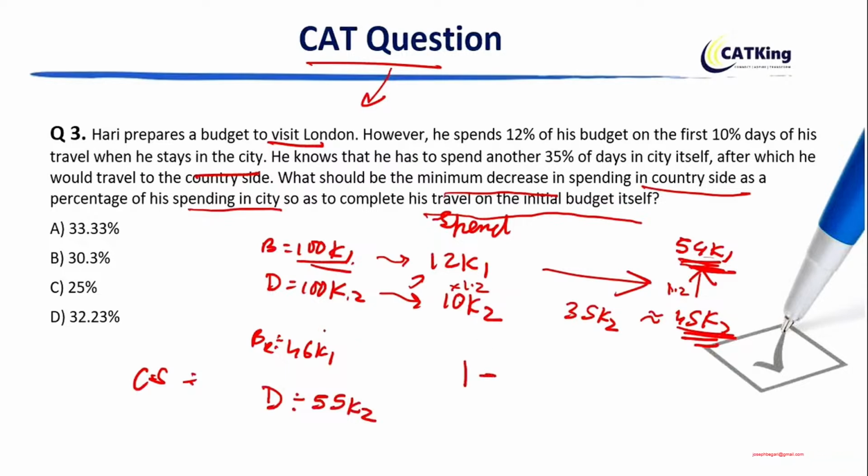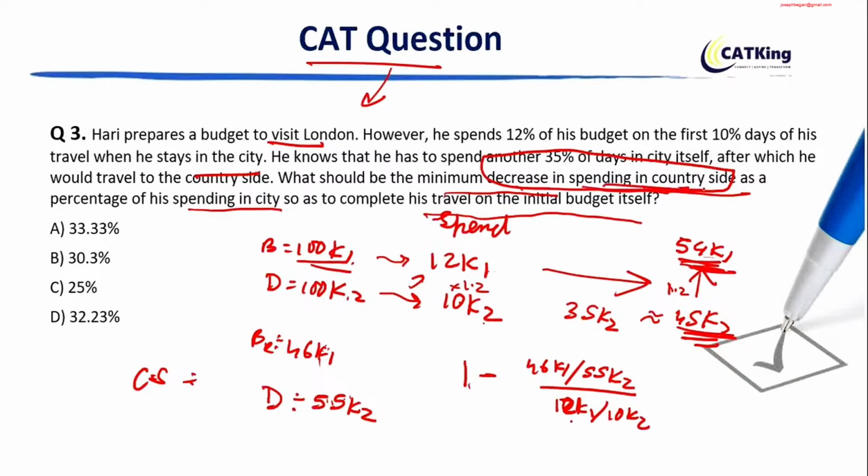Very simple. See, what is the question asking? Minimum decrease in spending in the countryside. Okay? Decrease in spending. Correct? So which is what? 46K1 upon 55K2. This is what he is spending now. 1 minus final upon initial. So this is what he is spending now. And 12K1 upon 10K2 is what he was spending earlier. Correct? That's what the question is asking. Decrease in spending in the countryside.